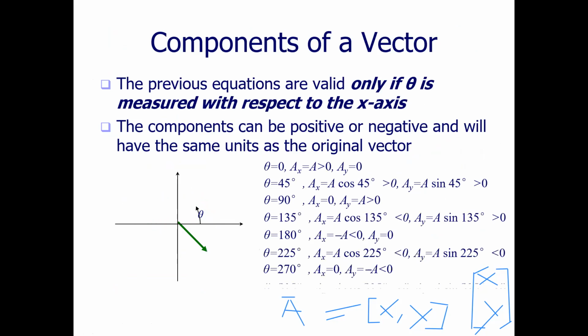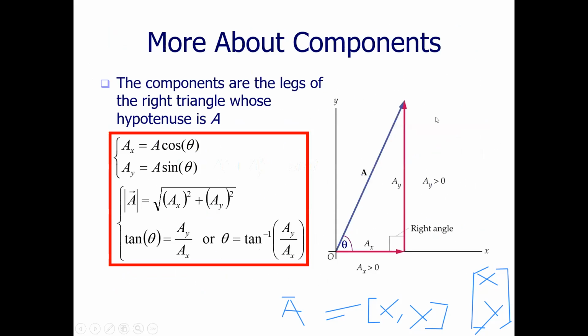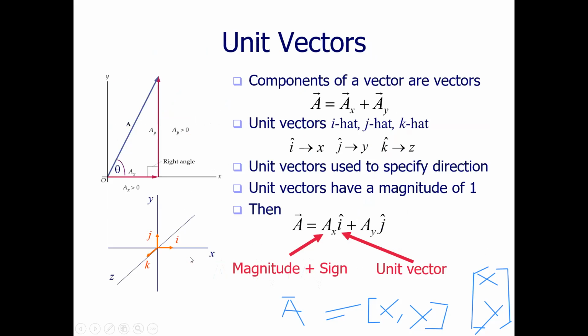I'll move on. This is more about components. This represents the length of a vector, and we will get the square root of ax square plus ay square. Then we can get the length of the vector, and tan theta is nothing but the direction of the vector by this formula, that is tan theta is equal to ay by ax.